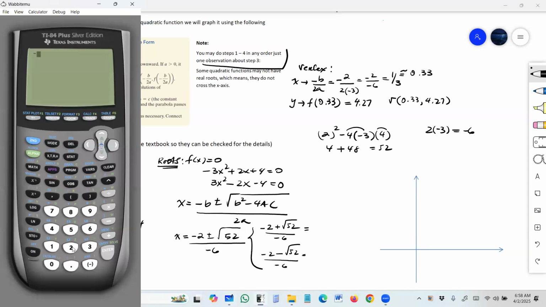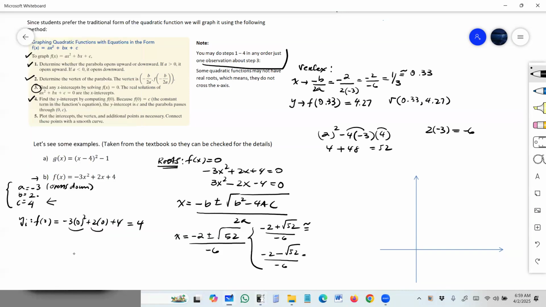Okay, so here is my -2 plus square root of 52, and then divided by, notice, not the operation minus, but the sign, right? The minus from the bottom right here, below the number 3. -6. So this is approximately -0.86. So I'm going to say approximately -0.86. And let's find the other one.